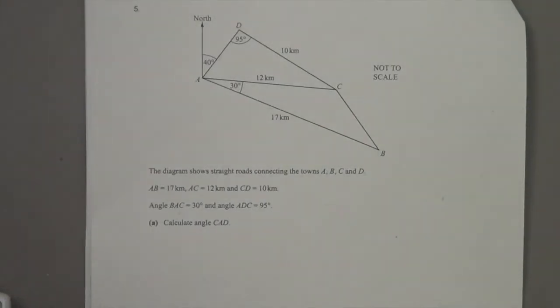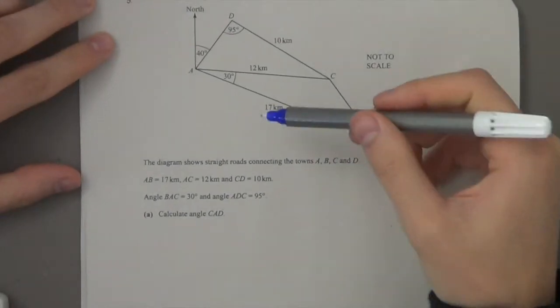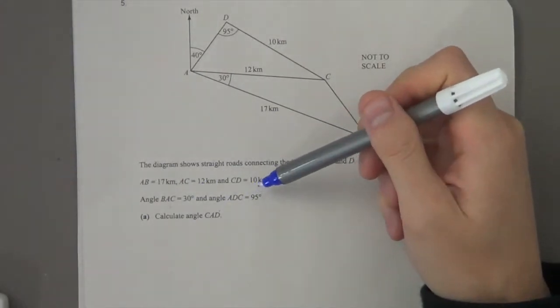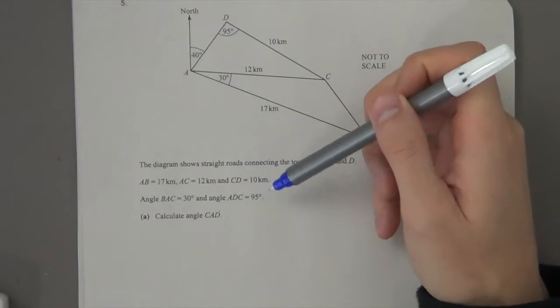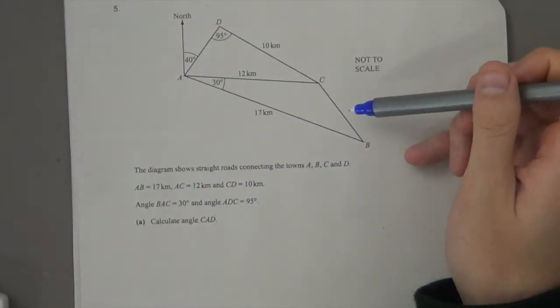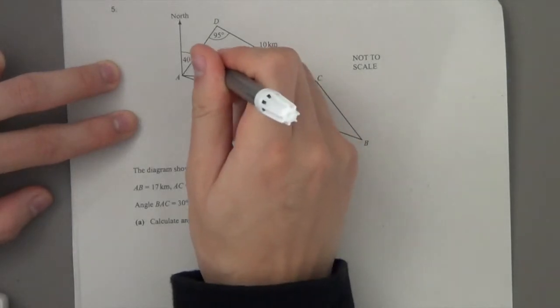Okay, next question says the diagram shows straight roads connecting the towns A, B, C, and D. AB is 17 kilometers, AC is 12 kilometers, and CD is 10 kilometers. Angle BAC is 30, angle ADC is 95 degrees. Calculate angle CAD, which is this angle.